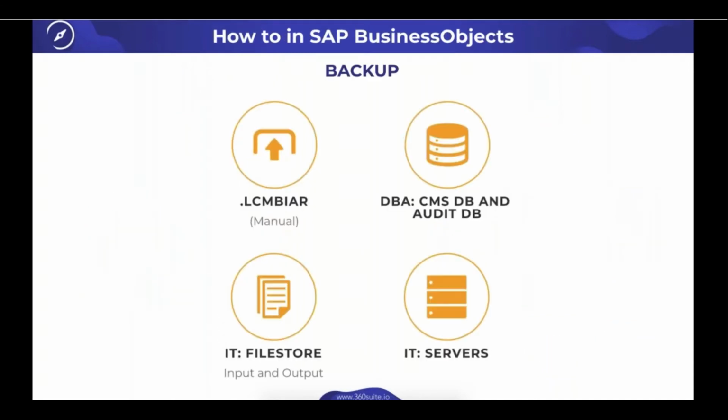So, how do we go about it with BusinessObjects? Typically, you'll do a backup where you'll get LCMBIAR, all your content. Then you'll speak to the DBA so they can get a backup of the CMS and the audit databases. And then speak to IT for the file store, because that typically will be on a separate network share, and for the servers themselves. Again, it can be physical or virtualized. So good so far.